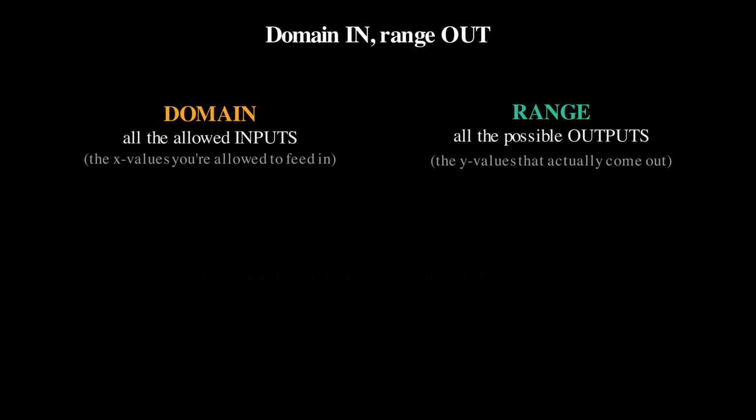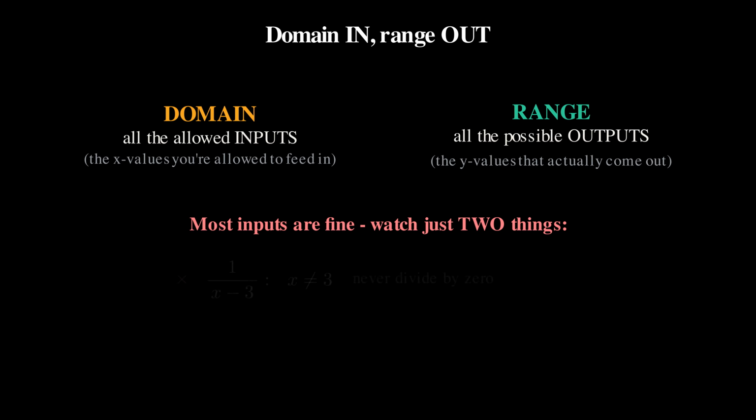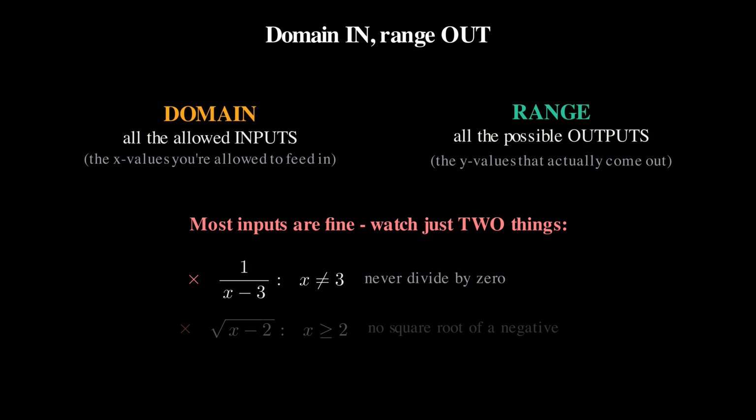For most functions, the domain is every real number. A polynomial like x squared minus 3 happily eats any x. You only restrict the domain when the rule would break. And in SL, there are two culprits. 1. Division. You can never divide by 0. So 1 over x minus 3 forbids x equals 3. 2. Square roots. You can't square root a negative. So the square root of x minus 2 needs x at least 2. Spot a denominator or a root, and go hunting for the banned inputs.